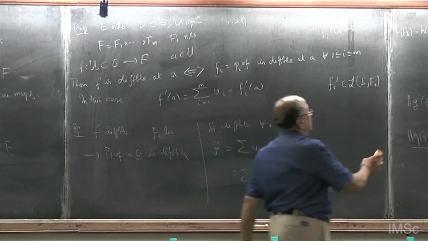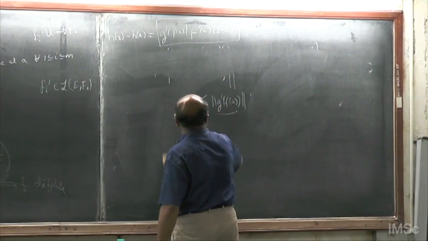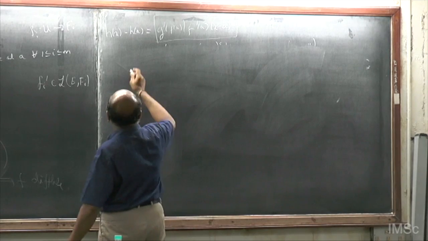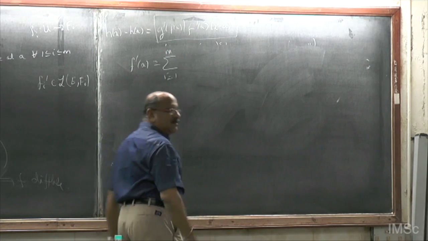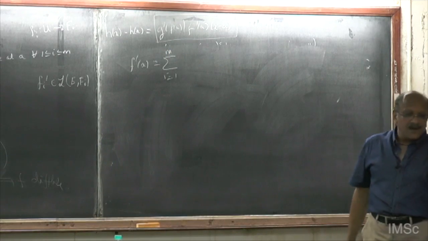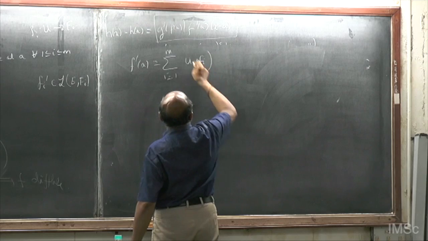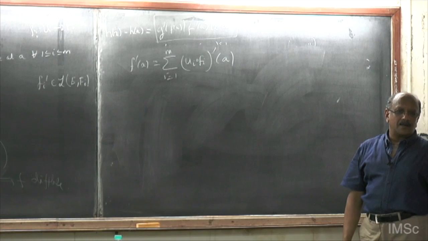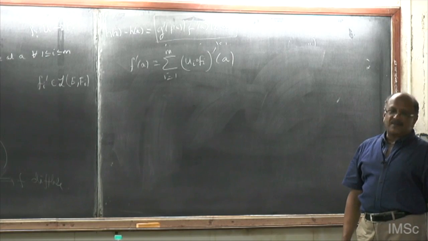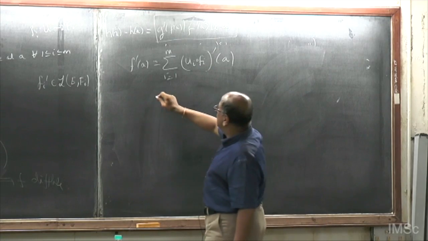What is the derivative? So, f dashed at A is sigma i equals 1 to m, because the derivative of a sum of mappings is nothing but the sum of the derivatives. So, ui composed with fi prime. Okay. Now, apply the chain rule. So, you have a composition of differentiable maps. So, what is the derivative in each case?